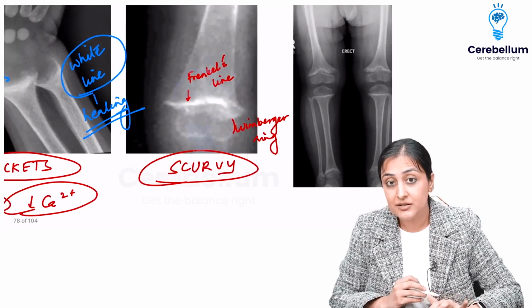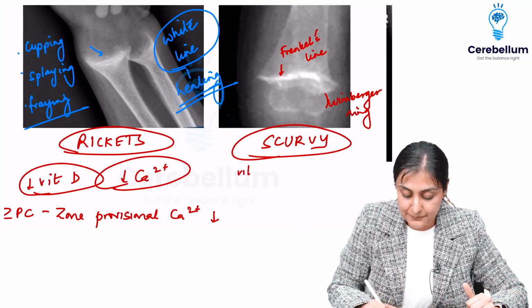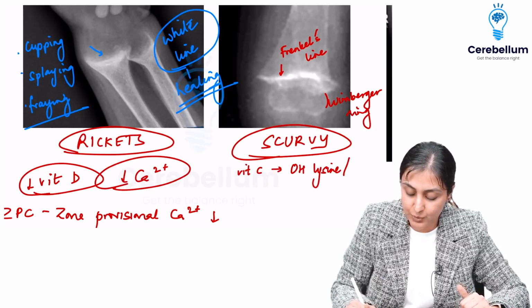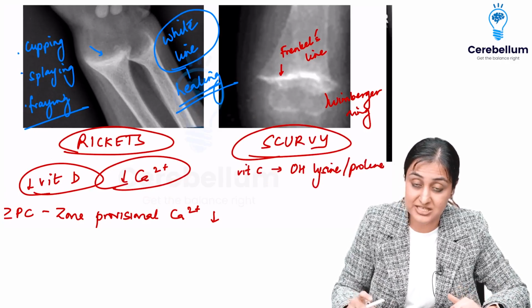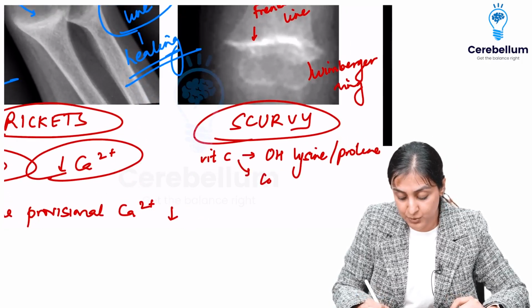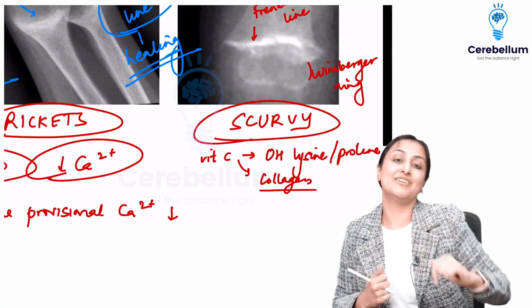Alright, so in scurvy, what is the problem? There is a lack of vitamin C, because of which the hydroxylation of lysine and proline doesn't happen. That is what vitamin C is a cofactor for. Because of absence of hydroxylysine and hydroxyproline, you don't have collagen. So now calcium is there, but the osteoid matrix is not there.